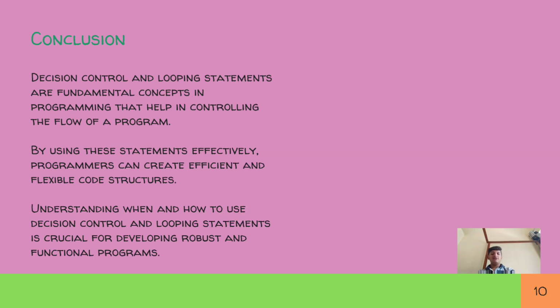Let's see about the conclusion of this topic. Decision control and looping statements are the fundamental concepts in programming that help in controlling the flow of a program. By using these statements effectively, programmers can create efficient and flexible code structures. Understanding when and how to use decision control and looping statements is very crucial for developing robust and functional programs.